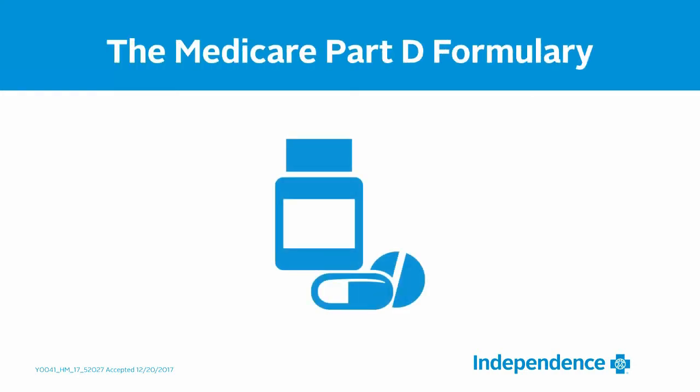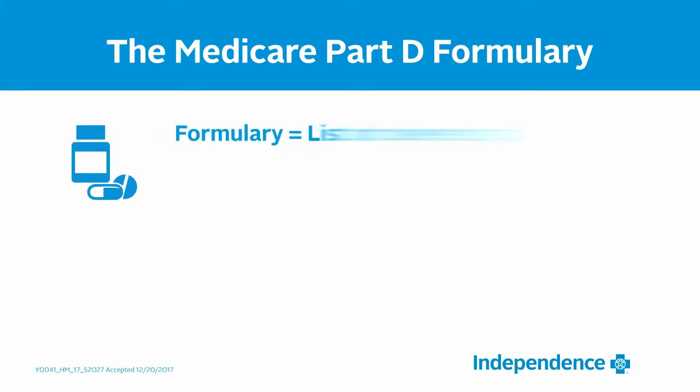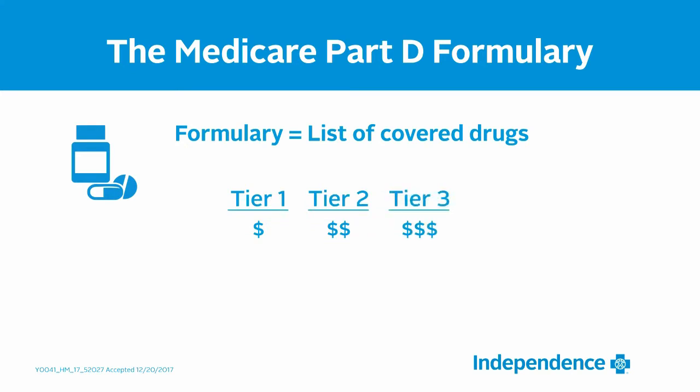As a Medicare beneficiary, it is important to know how the drug formulary for your Medicare Part D prescription drug plan works. The formulary is the list of drugs covered by your Part D plan. The drugs on most formularies are grouped into tiers based on cost. Generally, a drug in a lower tier will cost less than a drug in a higher tier.